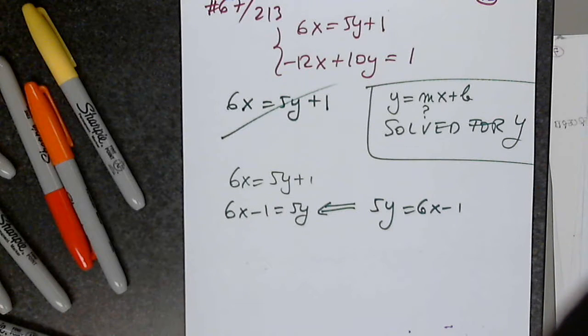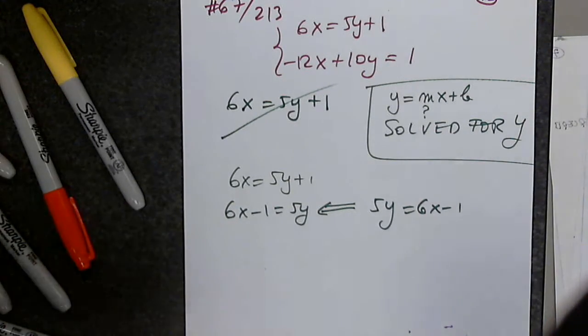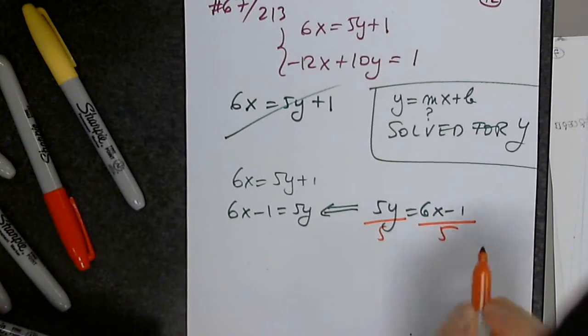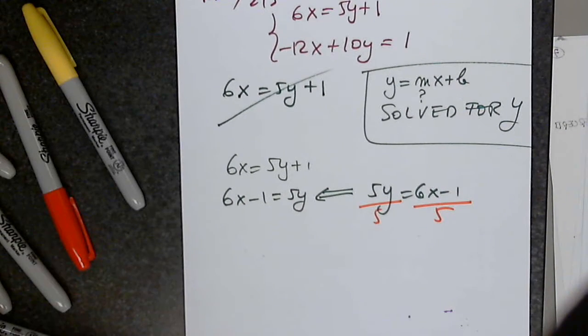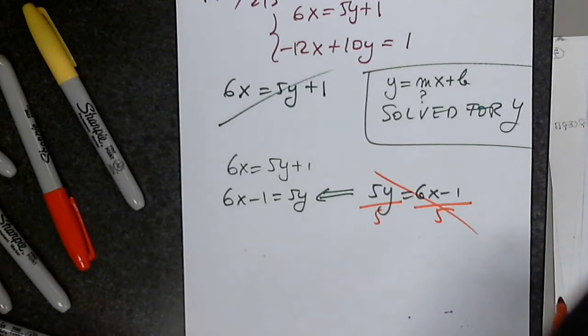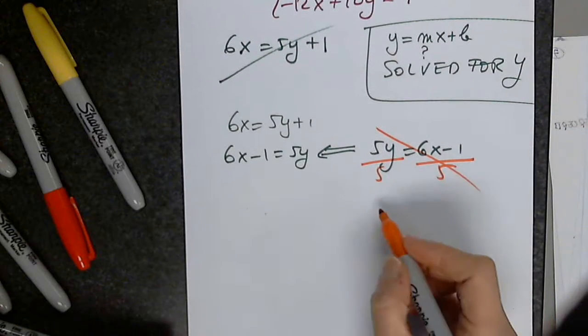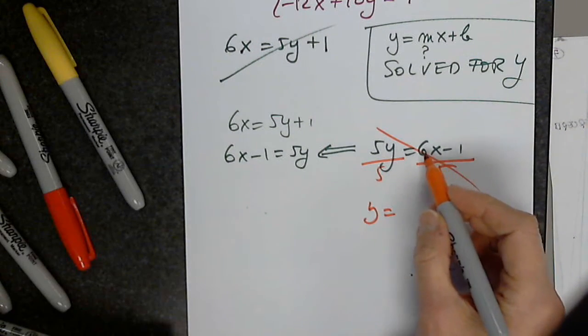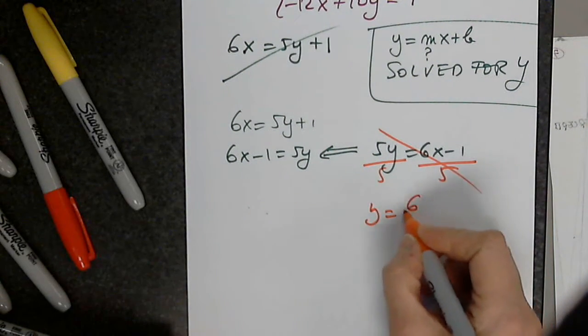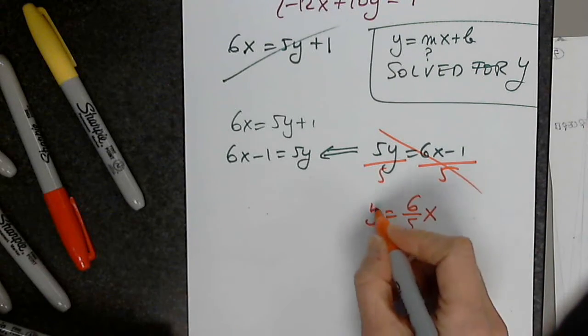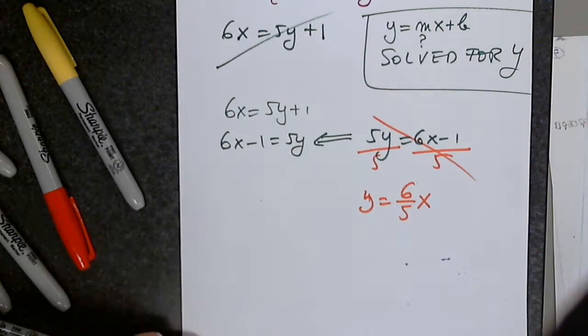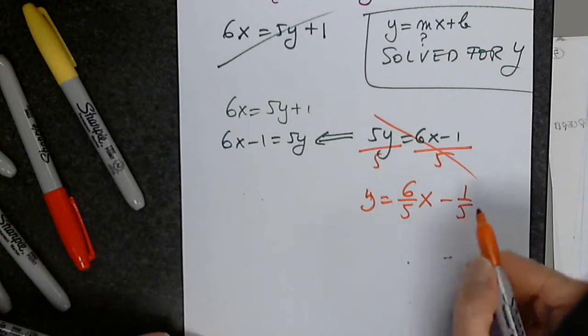Divide both sides by? Awesome. Now, I don't want you to write this. It's not a mistake, but I want us to divide by 5 term by term, not like this. So 5y divided by 5 is y. 6x divided by 5 is 6/5 x. And -1 divided by 5 is -1/5.